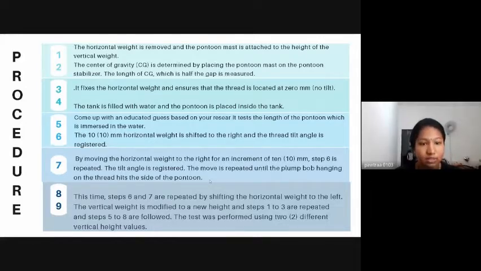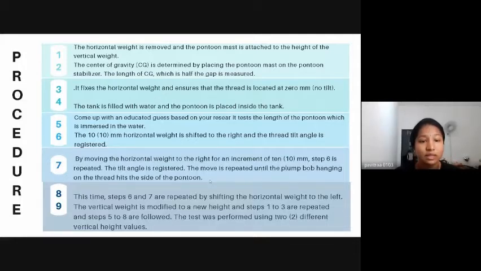The sixth step is the 10 millimeter horizontal weight is shifted to the right and the thread tilt angle is registered. Step 7, by moving the horizontal weight to the right in increments of 10 millimeter, step 6 is repeated. The tilt angle is registered, and then the move is repeated until the plumb box hanging on the thread hits the height of the pontoon.